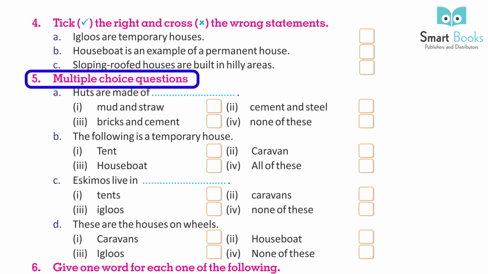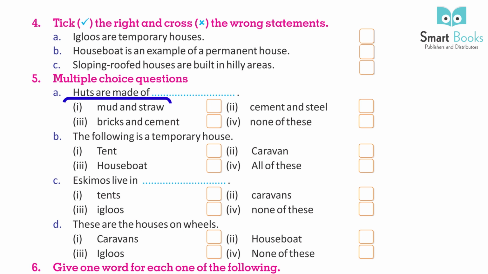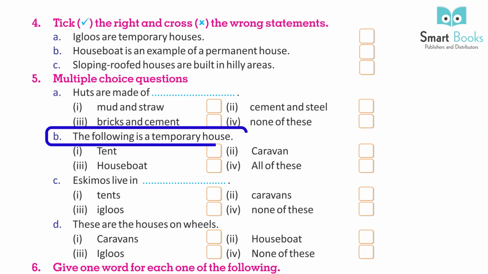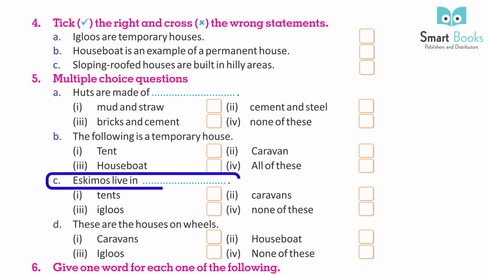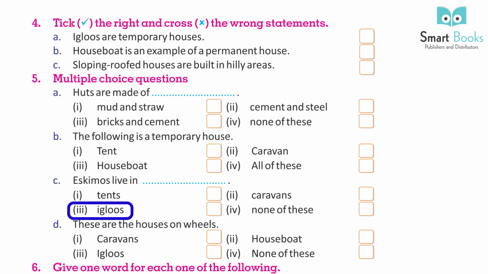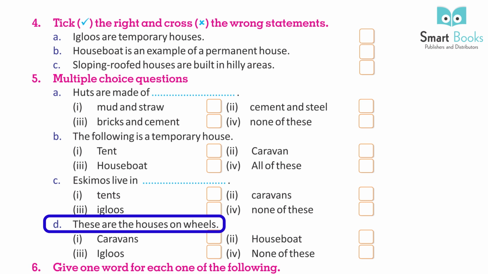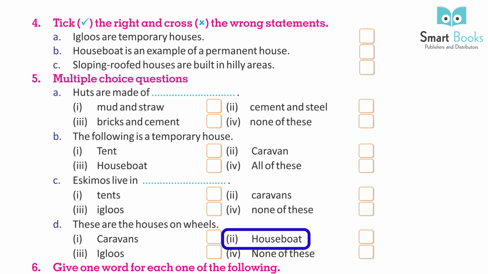5. Multiple choice questions. A. Huts are made up of dash. 1. Mud and straw. 2. Cement and steel. 3. Bricks and cement. 4. None of these. B. The following is a temporary house. 1. Tent, 2. Caravan, 3. Houseboat, 4. All of these. C. Eskimos live in dash. 1. Tent, 2. Caravans, 3. Igloos, 4. None of these. D. These are the houses on wheels. 1. Caravans, 2. Houseboat, 3. Igloos, 4. None of these.